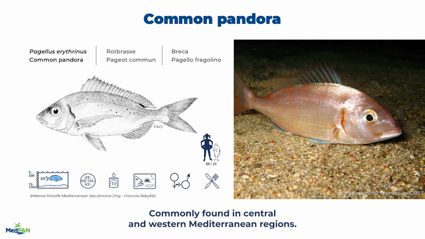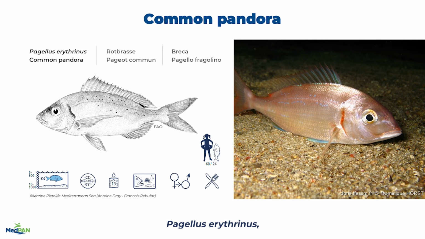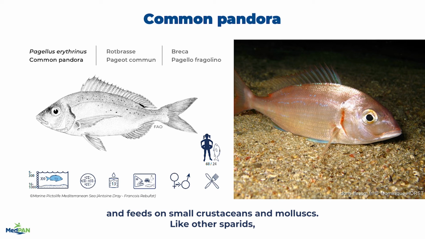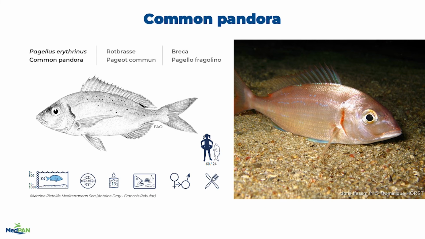Commonly found in central and western Mediterranean regions, the common Pandora, also known by its scientific name Pagellus erythrinus, is light tan to light brown in color and may have some pink and bluish spots at maturity. It can grow over 35 centimeters and has an elongated body with a tapering tail and a rather small head. The common Pandora lives on lower reefs and feeds on small crustaceans and mollusks. Like other breams, it has large crushing molars, which it uses to crush and grind its food.